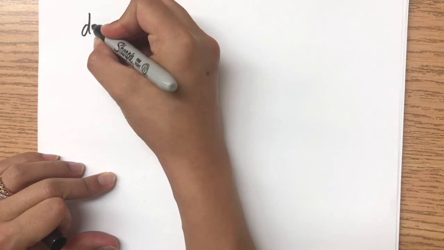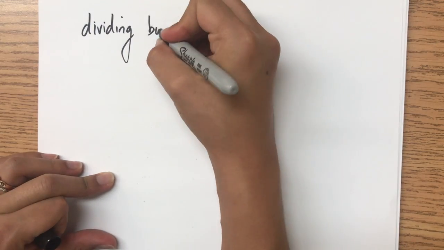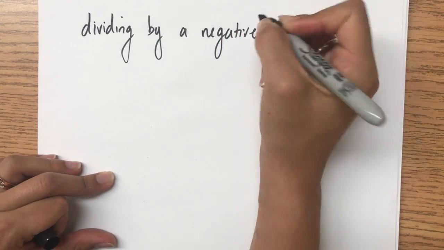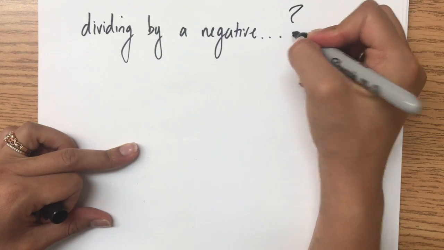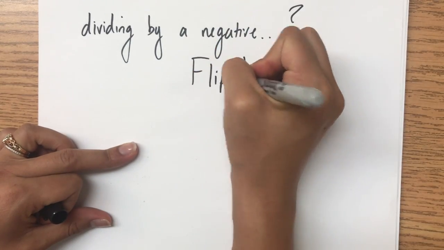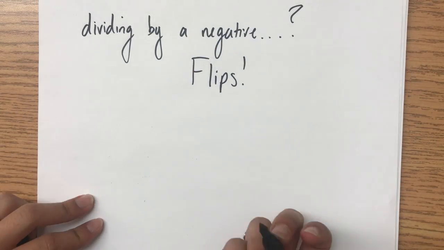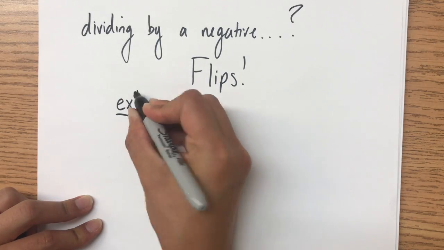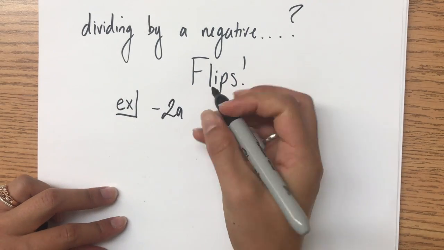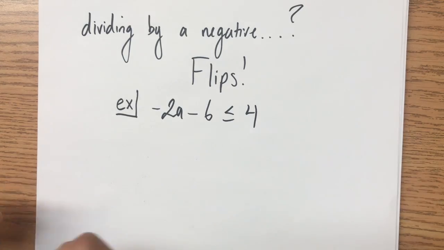Let's look at an example of this. If we multiply or divide by a negative number, this is another important point that we're going to run into. This is going to flip the inequality. So if it's greater than, it'll become less than. If it's less than, it'll become greater than. The equal signs will stay whether they're there or not.